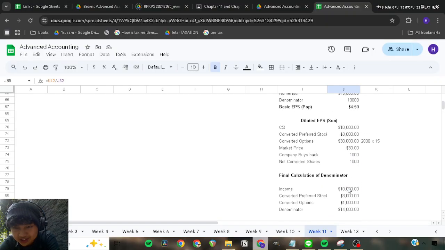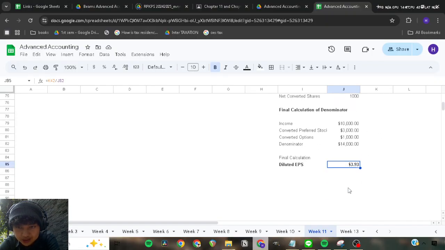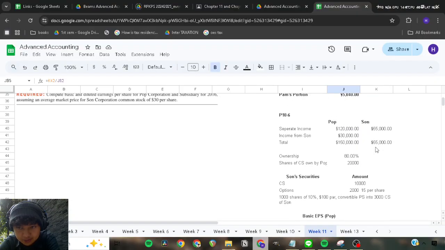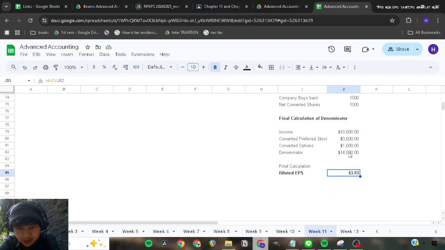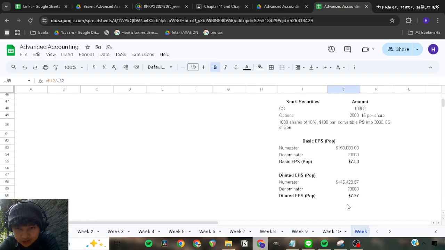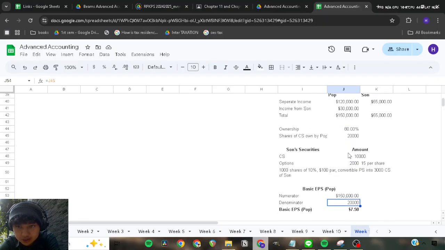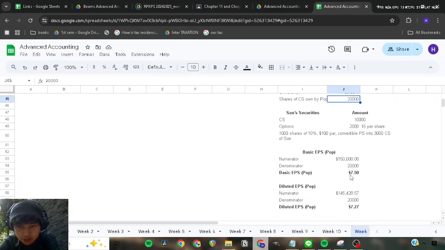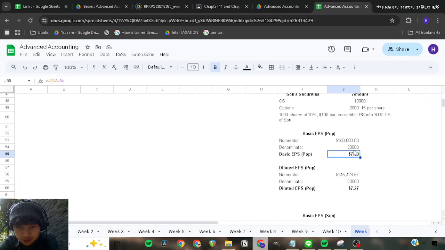As for the numerator itself, it's still the same. It's 55K here, right? So I just use that divided by this 14 and I get this 3.93. Now moving on to the parent side, from POP, to calculate the basic EPS is basically their income and their common stock. So this is very basic. Again, you have this, then you have this, then you divide it, you get that 7.5.